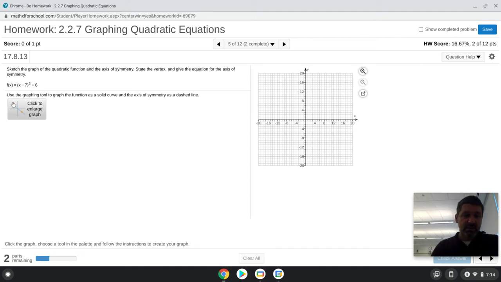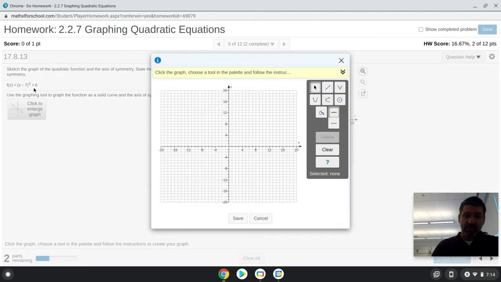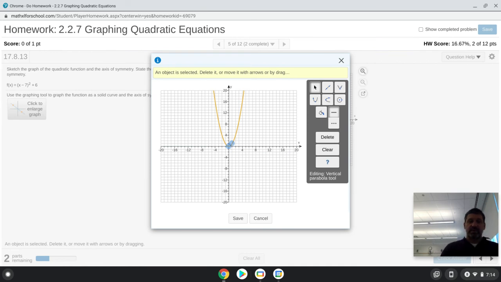Okay, so I'm going to start with our starting point. We've got a number outside the parentheses and a number inside the parentheses. So we start with our y equals x squared. And what does the positive 6 outside the parentheses do? It tells us to move our parabola up 6 spaces. And what does the -7 inside the parentheses do? That tells us to go left or right. And remember, if it's a -7, then we move in the +7 direction.